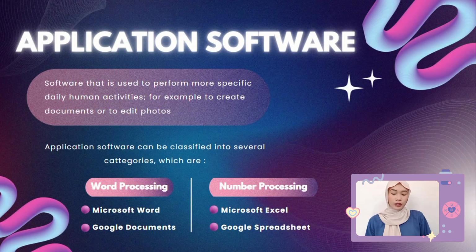And then the next category is application software. So what is application software? Application software is software that is used to perform more specific daily human activities, for example, to create documents or to edit photos. Application software can be classified into several categories, which are word processing, like Microsoft Word and Google Documents, and the second one, number processing, like Microsoft Excel and Google Spreadsheet. Both of them are usually used to do our school and college assignments.